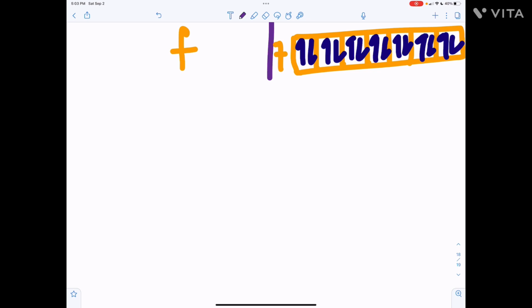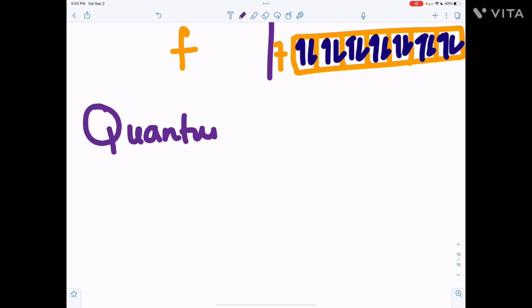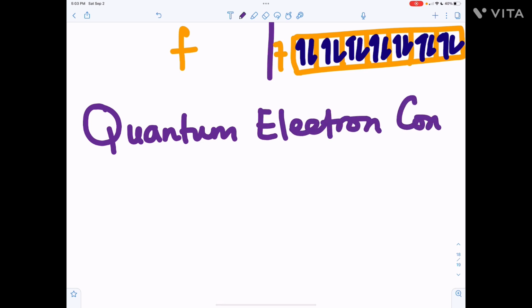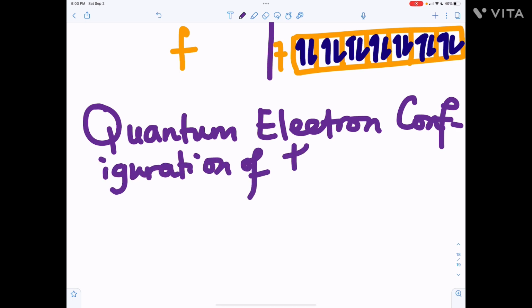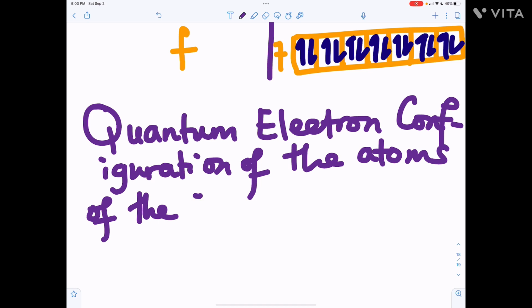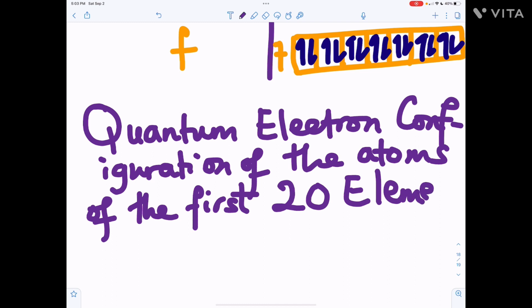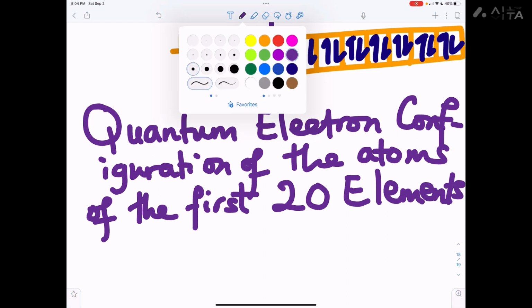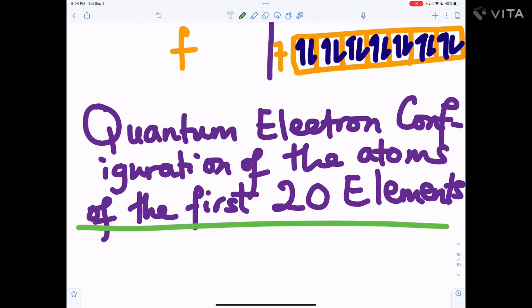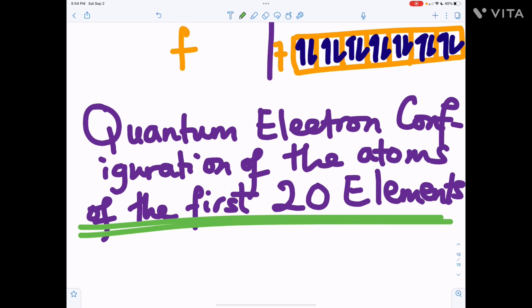Let's now write the quantum electron configuration of the atoms of the first 20 elements. This is going to be interesting. Well, I'll try and be fast. So let's go.